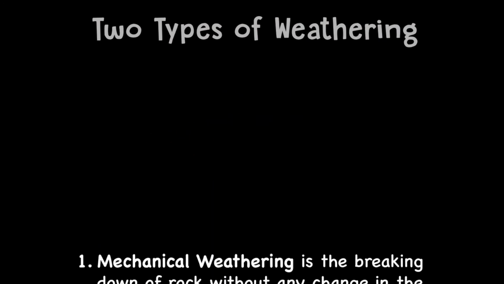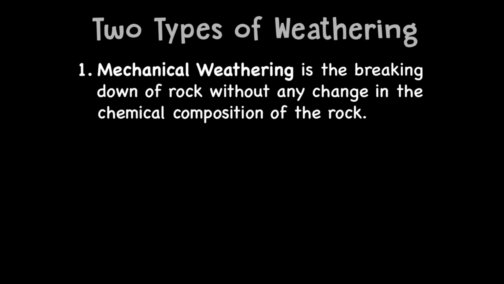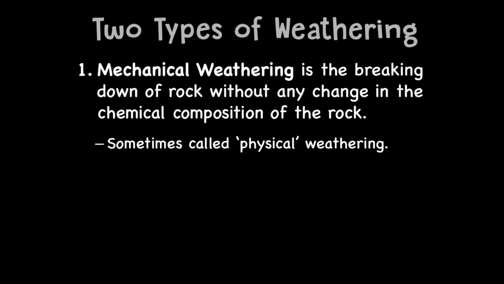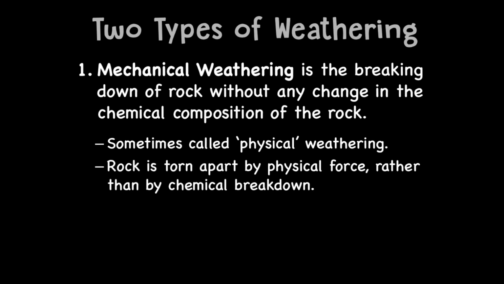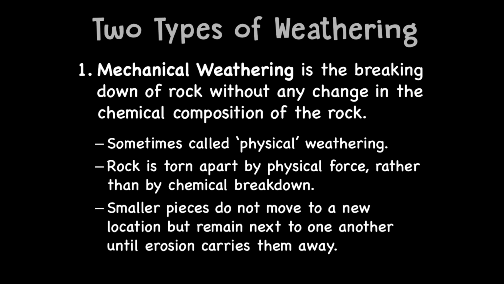The first type is mechanical weathering. Mechanical weathering is the breaking down of rock without any change in the chemical composition of the rock. We sometimes call it physical weathering because we see a physical change or a physical force is tearing those rocks apart. Smaller pieces do not move to a new location but remain next to one another until erosion carries them away. So it's very important to remember that weathering breaks the rock. If it starts to move or travel somewhere, then we call it erosion.